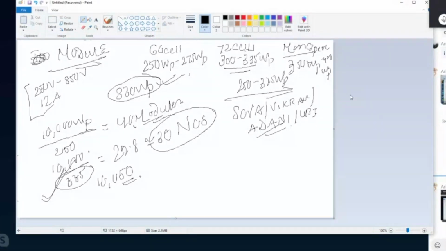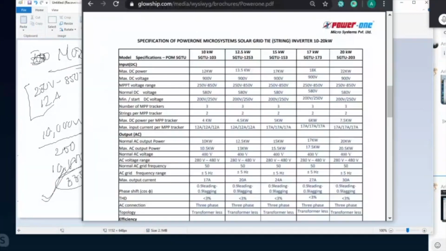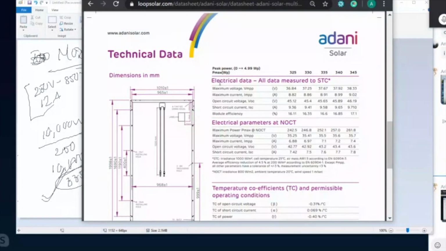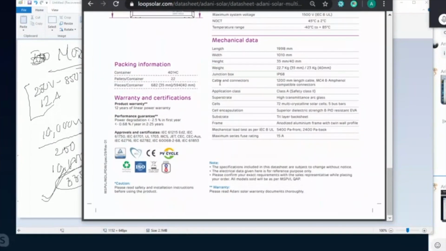Similar to the inverter, what we need to do is ask for the data sheet. Two ways: we can Google it out, we can write Adani 335 watt peak data sheet, or we can go ahead and ask the manufacturer. So let's Google it out. Everyone can see, after Google we are getting this data sheet. This is the data sheet of an Adani 335 watt peak.